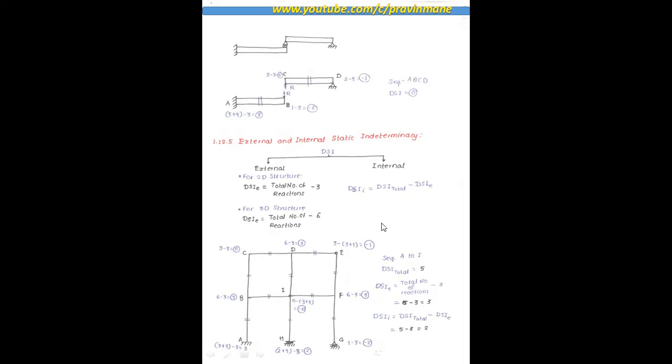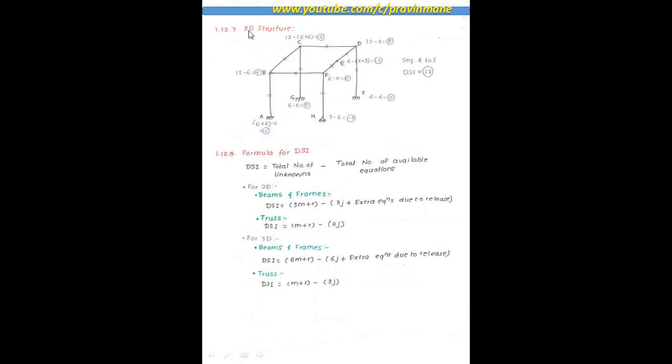So the concept of link. A link is a structural member connected through hinges at both ends and subjected to no loading in between them. It has axial force only. Then it is called a link. So this will be the link between this member and this member. Then this will be a 3D structure.